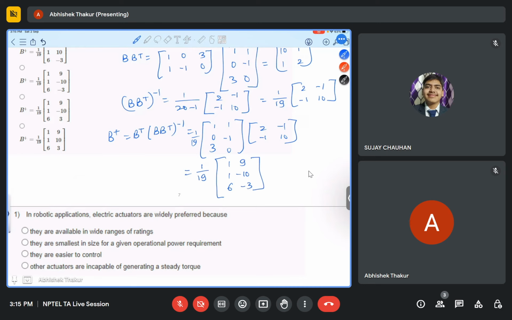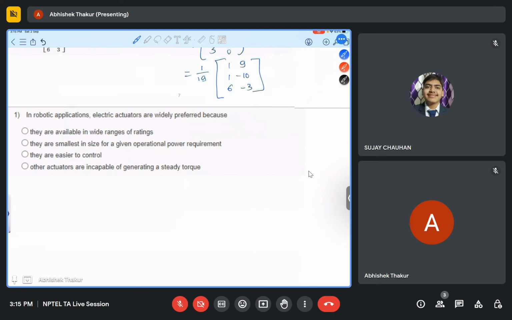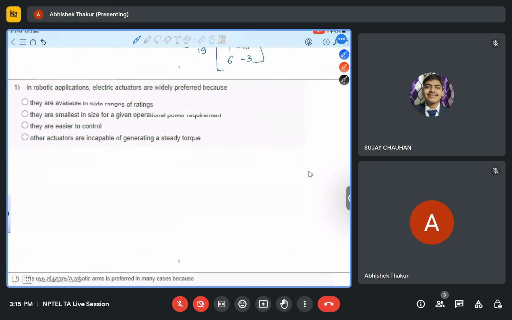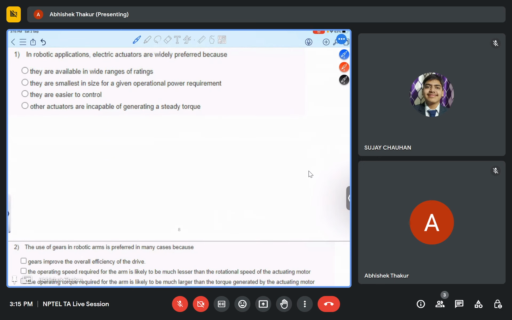So the correct option is from this above. The pseudo inverse is the option B, it is the correct one here. So in this way, we find the pseudo inverse. So now we'll move on to week 5, where the basics of actuator systems were taught. So we'll solve many questions from week 5.